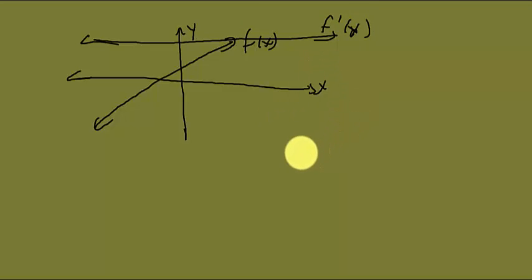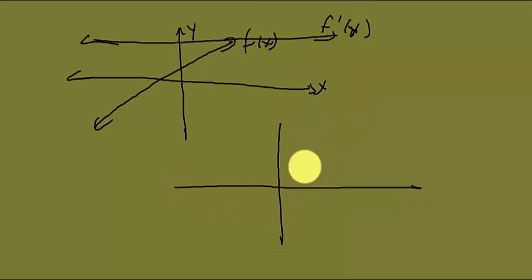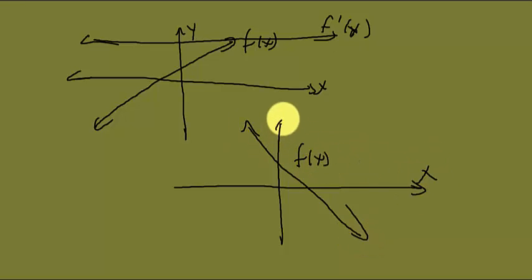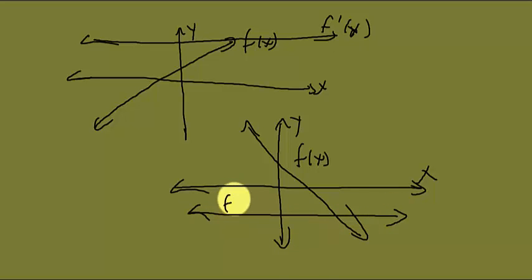Okay, now what happens if my original curve has a negative slope? Let's say that's my f of x, with the x-axis and y-axis. That means the slope here is negative, so my derivative curve is going to be below the x-axis. It's going to be horizontal. Okay, so that's my f prime of x. So eventually, if you take enough derivatives, it'll end up being a horizontal line.